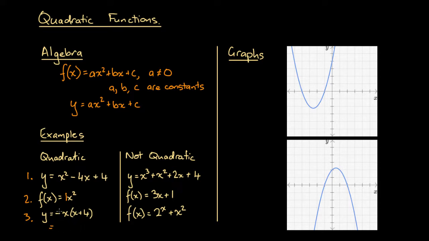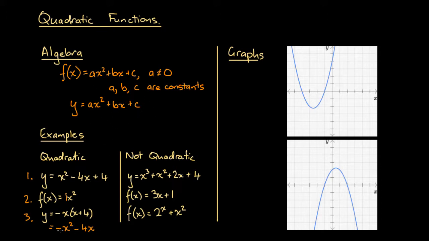Let's simplify this. So minus x times x, that's going to be x squared, so this is going to be minus x squared. Then we're going to have minus x times 4, so this is going to be minus 4x. So this form, when we have minus x squared minus 4x, well, this looks very similar to this above.